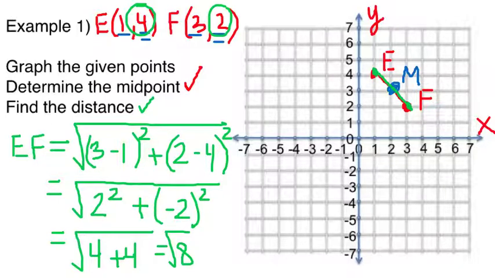And if we were to type that into our calculator to get the approximation, the square root of 8 is just roughly 2.8 units. So that's the length of that segment. That seems pretty accurate to me. So the distance between E and F, or the length of segment EF, is 2.8.